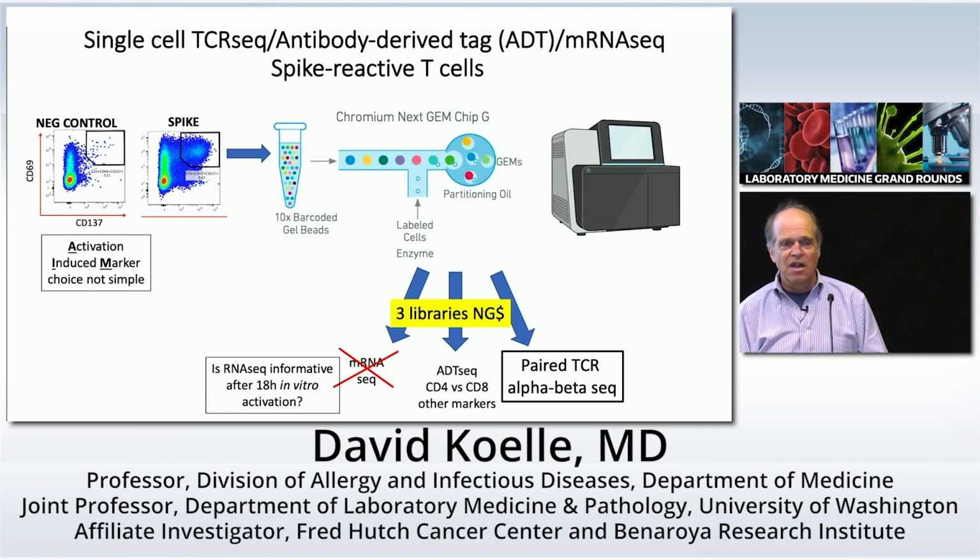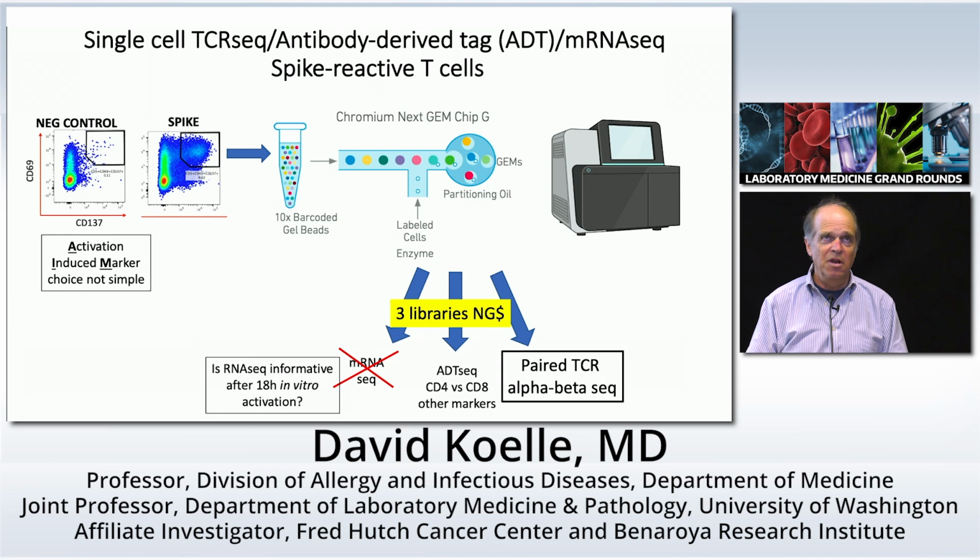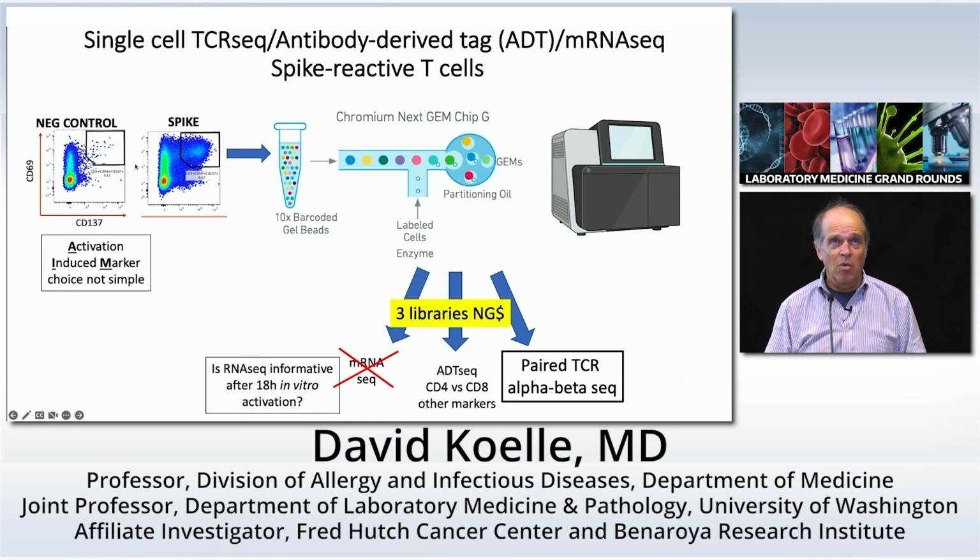And I know that DLMP very generously placed some 10x Chromium controllers at several sites around UW Medicine. We didn't actually use one of those. We had access to another one through dermatology. But after paying our tuition, we got this working. What we would typically do is take some peripheral blood mononuclear cells and dump in spike peptides. And after an overnight incubation, with these 2 markers, CD69 and CD137, so-called activation-induced markers, we would sort the cells that turned on after re-exposure to the spike peptide pool and put those through the platform.